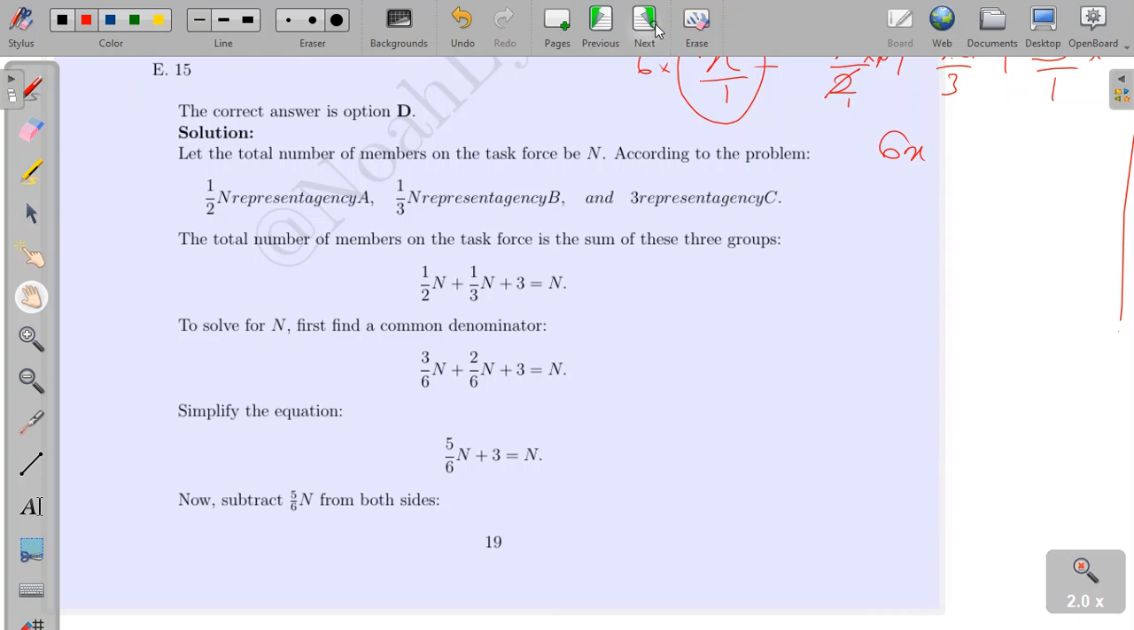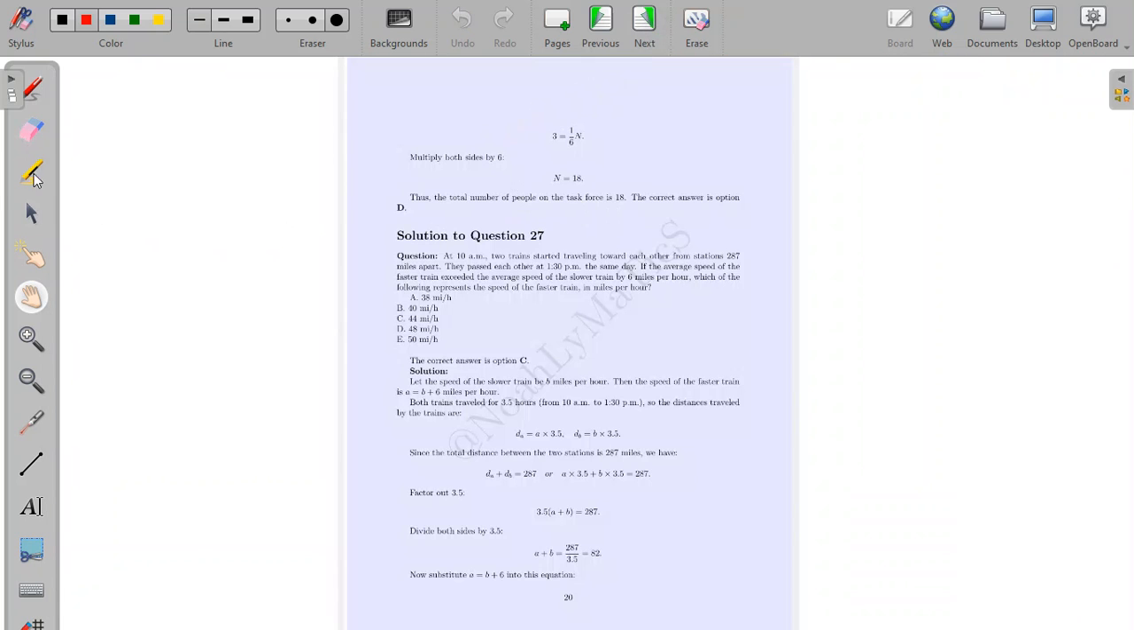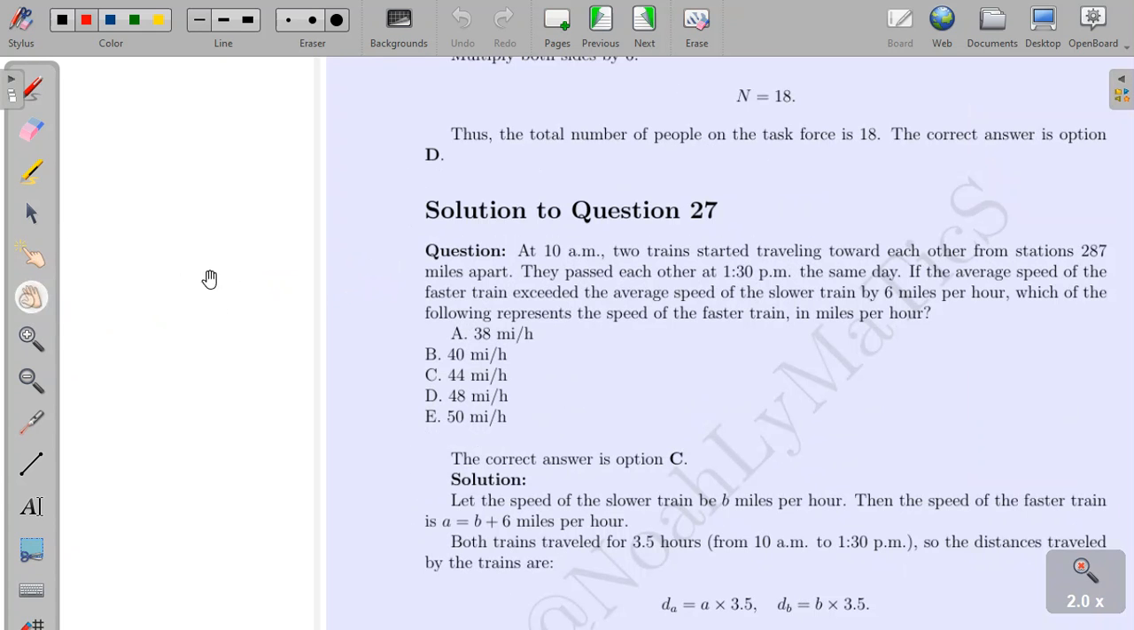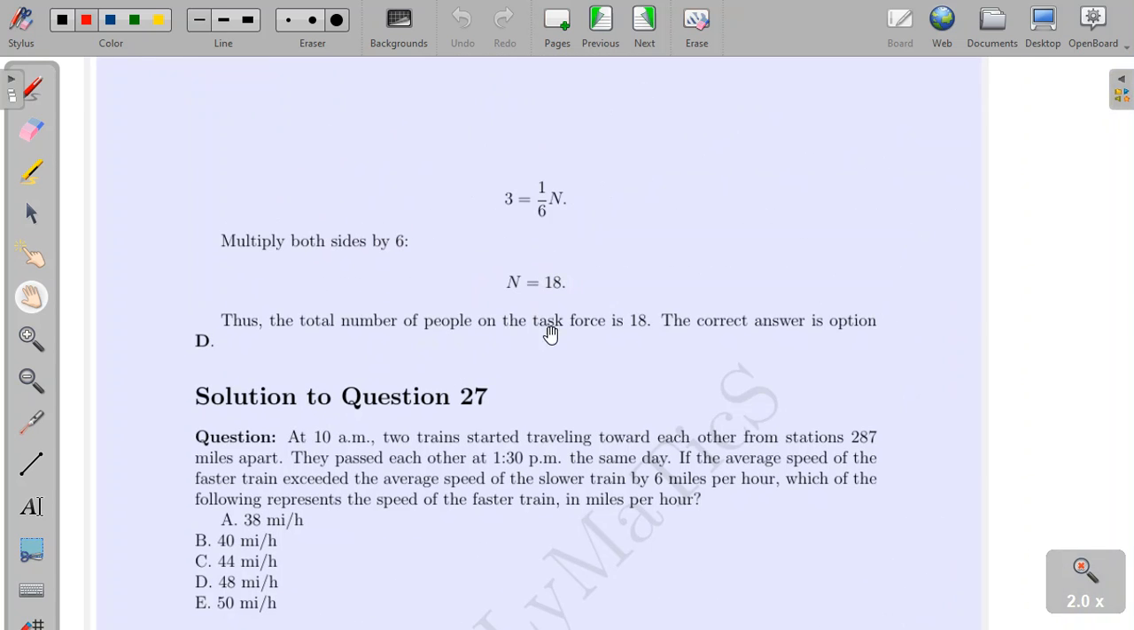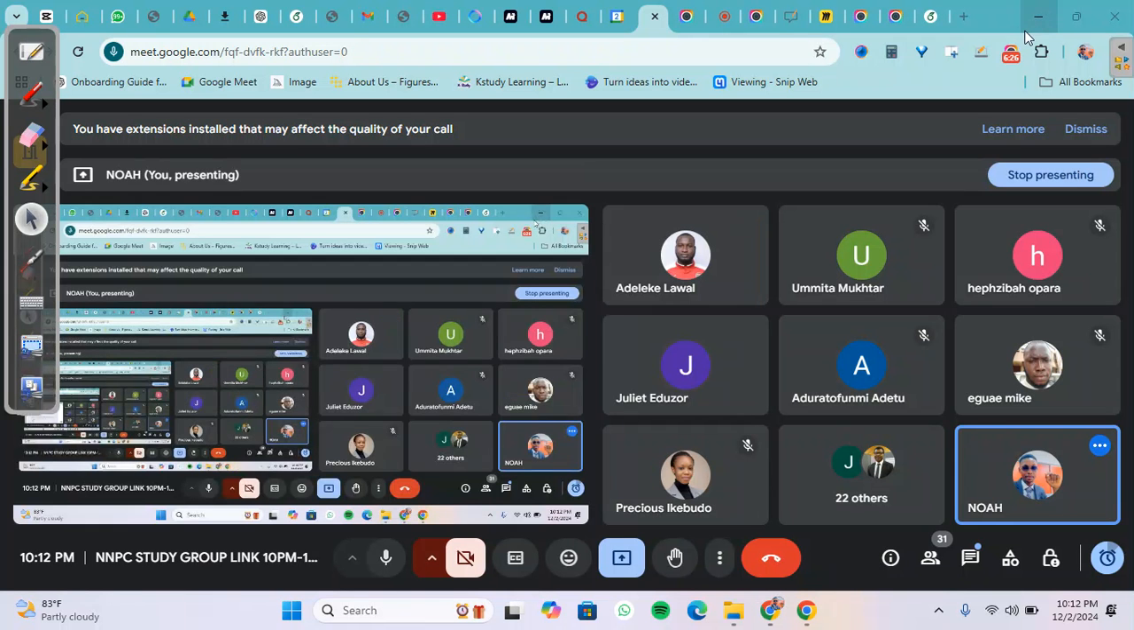So I think that's basically all. The final result, we have it as 18. So I hope that is clear, guys. Is that clear? So we've been able to achieve today's objective.